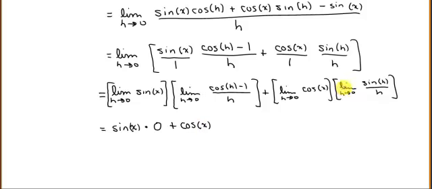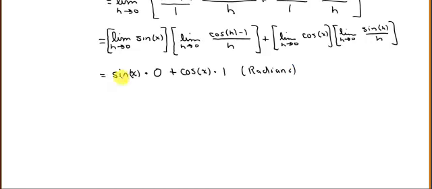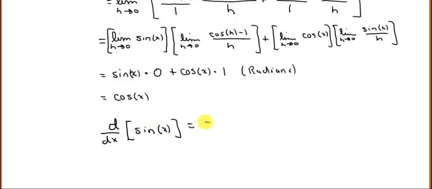And finally, this last limit, the limit as h approaches 0 of sine of h over h, is 1, again provided we're working in radians. So we have basically sine of x times 0 plus cosine of x times 1, which is simply cosine of x. So the derivative with respect to x of sine of x is cosine of x.